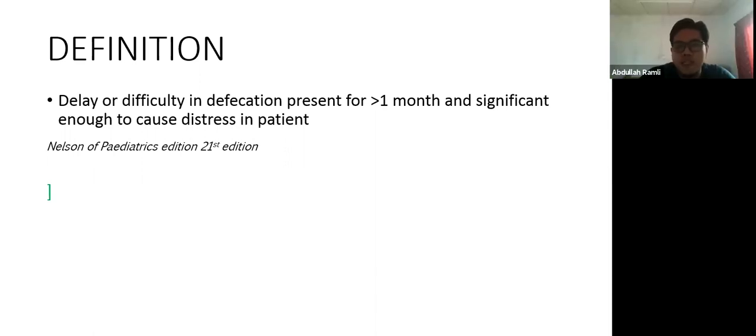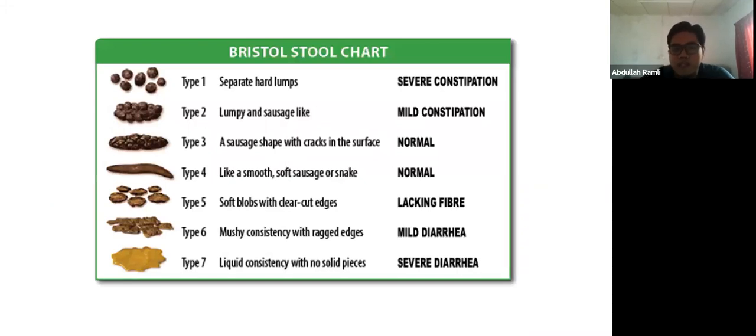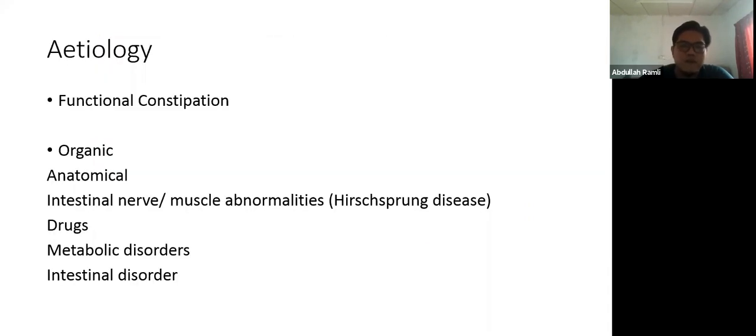Okay. So these are the definitions from the Nelson textbook. It is a delay or difficulty in defecation present for more than 1 month, and significant enough to cause distress in patients. Okay, next. So over here I attached the Bristol stool chart, which I hope you can use as guidance to describe the kind of stool that we are discussing. Okay, next slide.